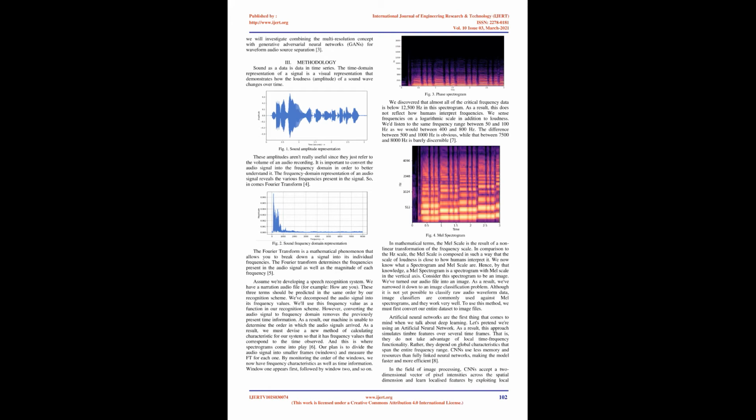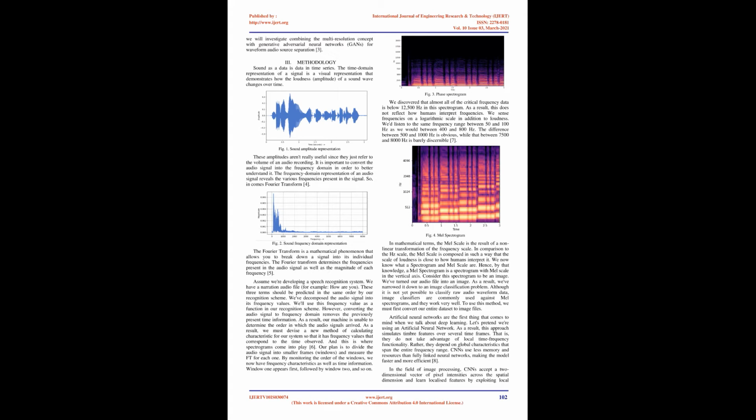6. Our plan is to divide the audio signal into smaller frames, windows, and measure the FT for each one. By monitoring the order of the windows, we now have frequency characteristics as well as time information. Window 1 appears first, followed by window 2, and so on. We discovered that almost all of the critical frequency data is below 12,500 Hz in this spectrogram. However, this does not reflect how humans interpret frequencies.